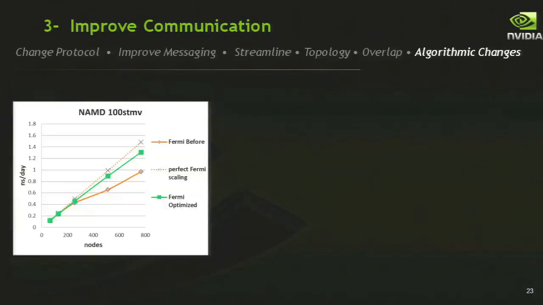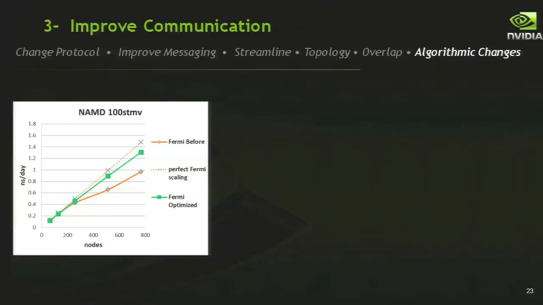And then finally, never underestimate the change that you can get by just changing your algorithm. So for Nambe, the Nambe developers tried a number of these strategies. They tried throttling and they tried rendezvous messaging. And all of those things sort of helped. But the biggest thing that helped was changing the algorithm.